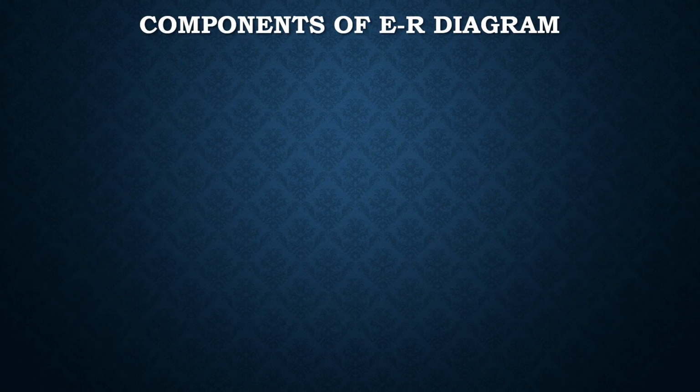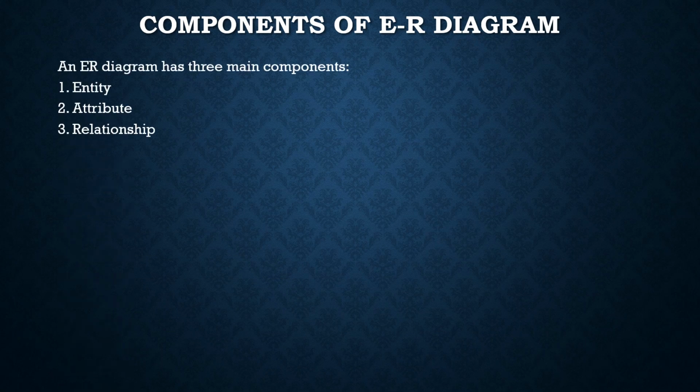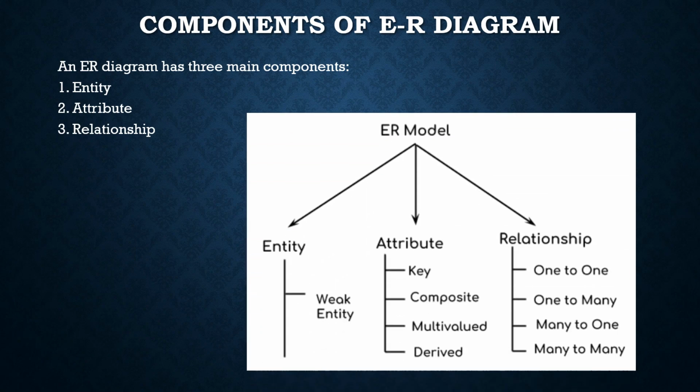Next, move on to the next slide, that is components of ER diagram. An ER diagram has three main components: entity, attribute, relationship. The third one is relationship. See, this diagram indicates the ER model, the entity relationship model, and it includes three components: entity, attribute and relationship. First, take this one, entity.